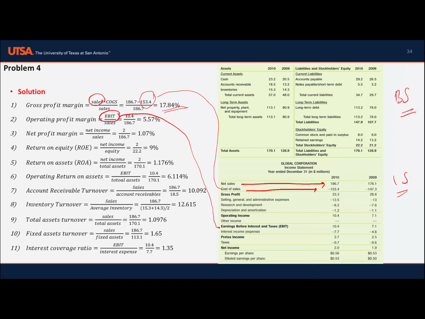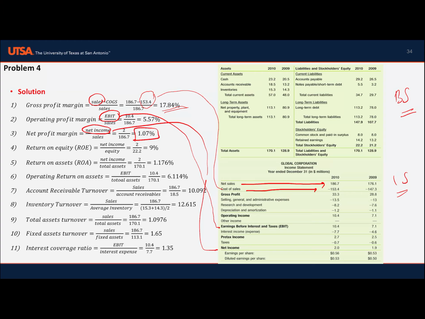Net profit margin: net income over sales. Where can we find net income? Net income is in the income statement. You will find the net income for 2010, which is 2, over sales. The sales is 186.7. You will get net profit margin of 1.07%.